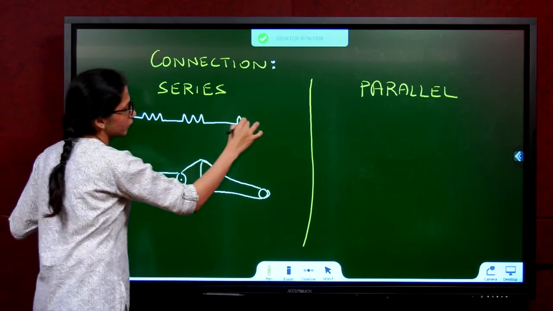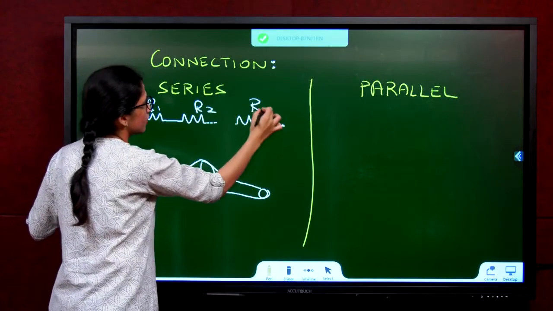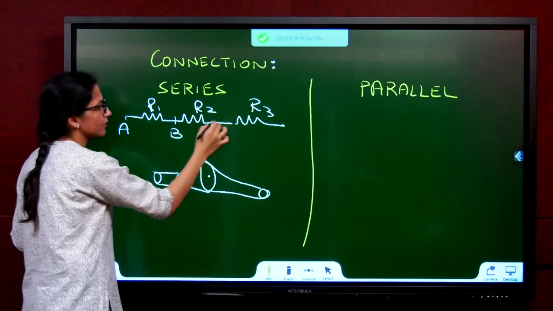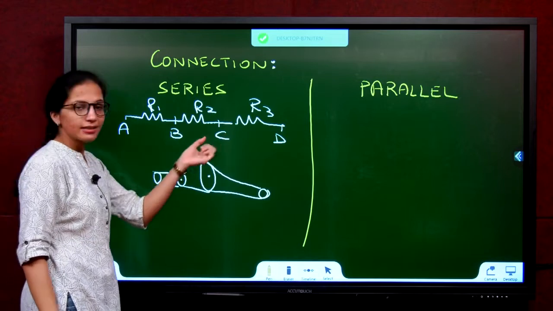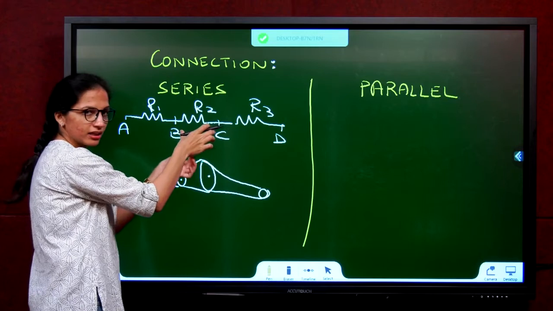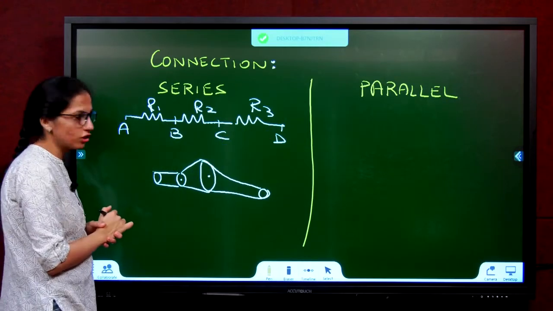See, if I put three resistors, R1, R2, R3, and let's say this is A, B, C and D. B is their common point. C is their common point. They are connected from end to end. One end is connected to the other end of the other resistor. End to end. So this is how series connection looks.